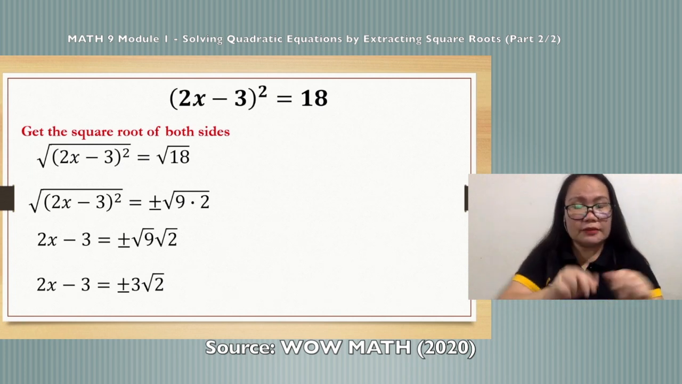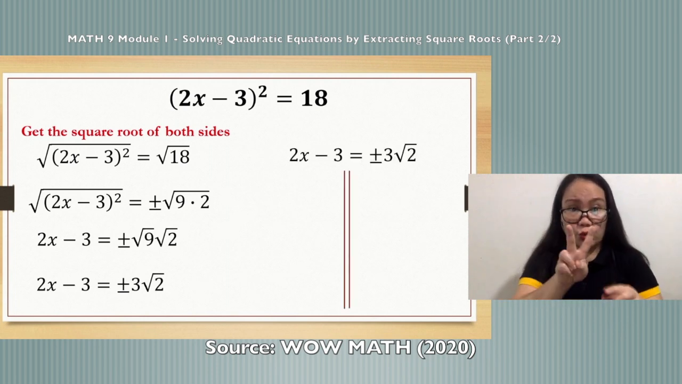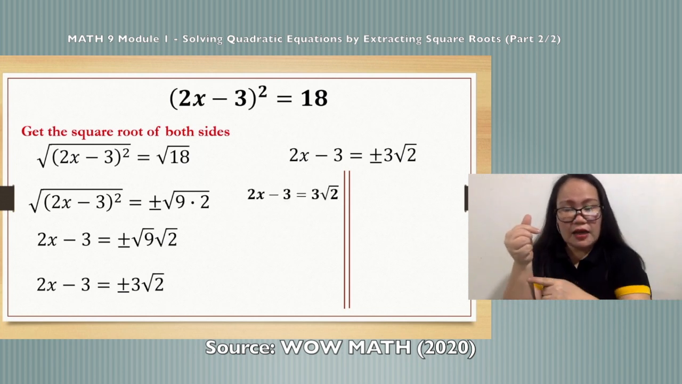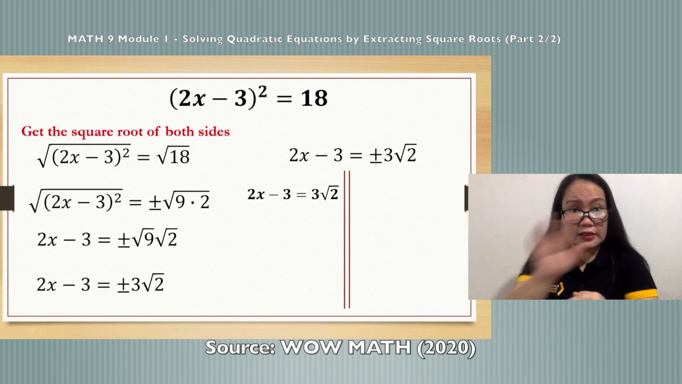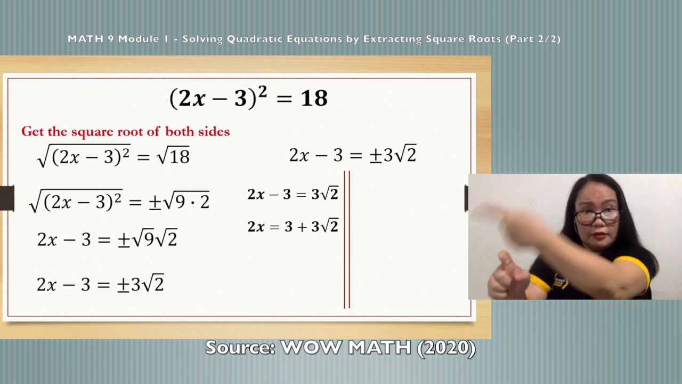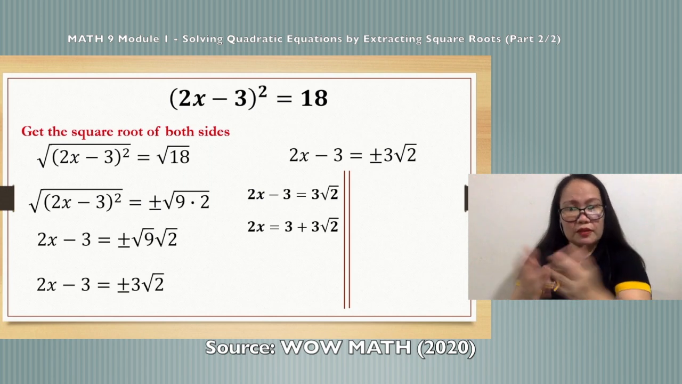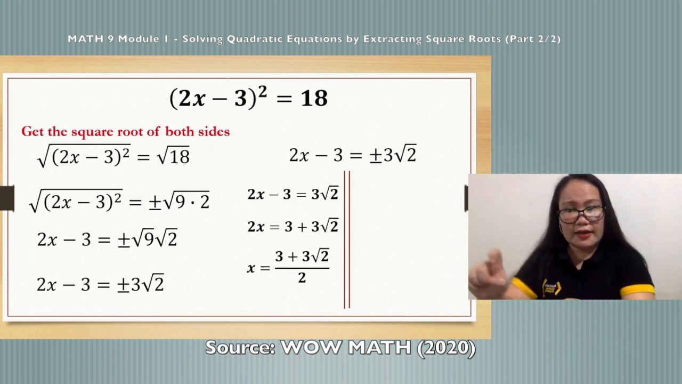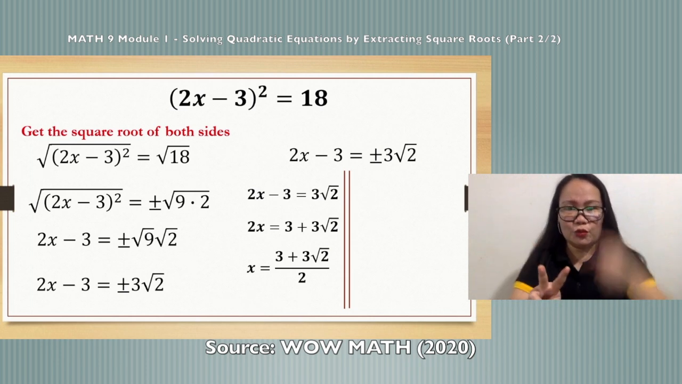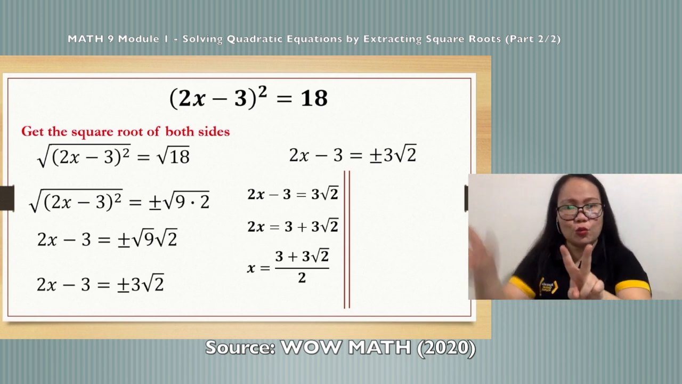Ulitin ko, since positive at negative ito, ibig sabihin dalawang equations natin dito. So, we will have 2x minus 3 is equal to 3 square root of 2. Yung una natin ay positive. So, 2x is equal to 3, ilipat natin si negative 3, plus copy nyo lang si 3 square root of 2. And then, we will have now x is equal to 3 plus 3 square root of 2 over 2.